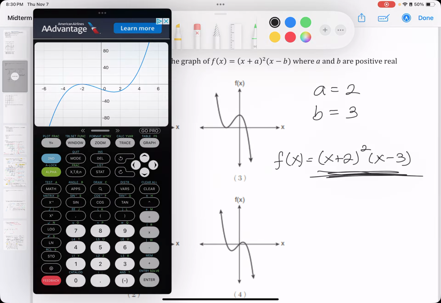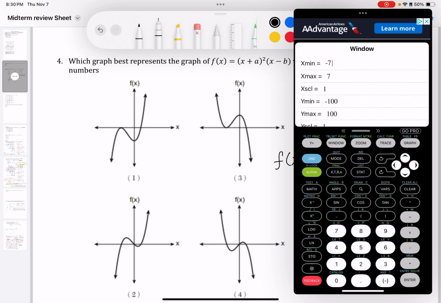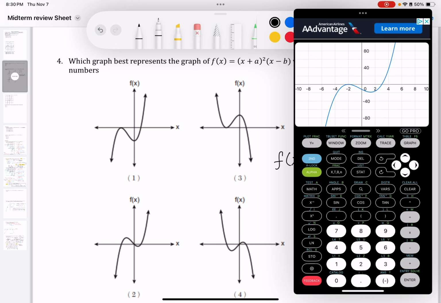And then you should pick which graph this best represents or resembles. I think I should change my window back from -10 to +10. This one looks like number 1. Similar to number 1. And there you go. The answer for 4 is number 1.